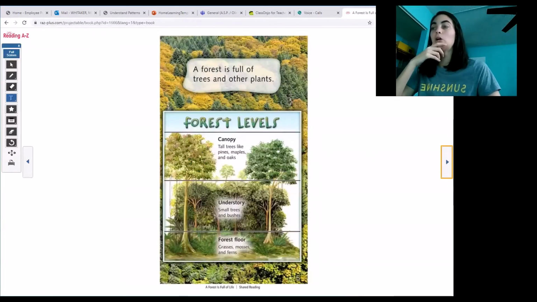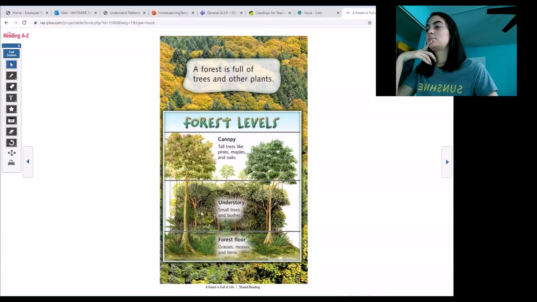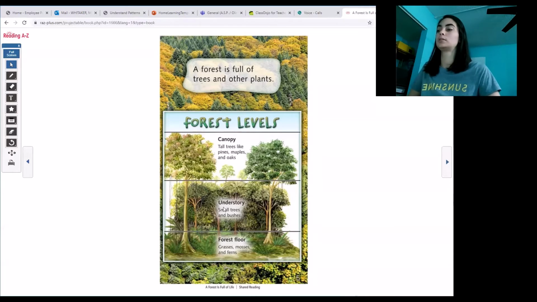All right. So next we see this. Oops, not yet. Next, we see this picture, and it has some labels to it. So a forest is full of trees and other plants. So here are your forest levels. A canopy, so the very, very top part. Tall trees like pine, maple, and oak. Understory, small trees and bushes. And the forest floor, grasses, mosses, and ferns.